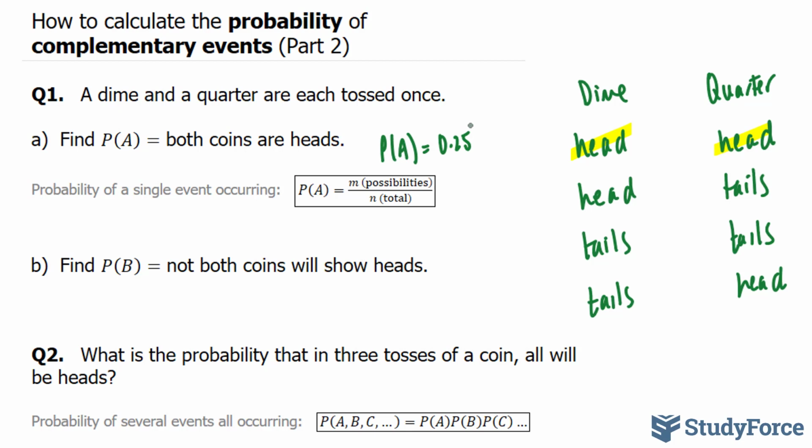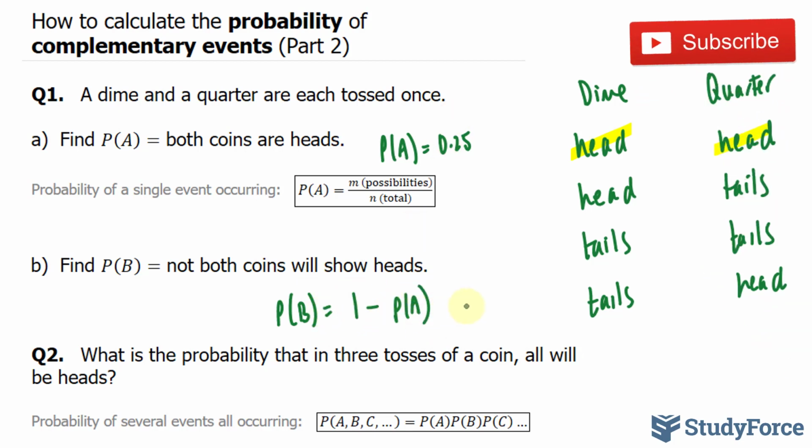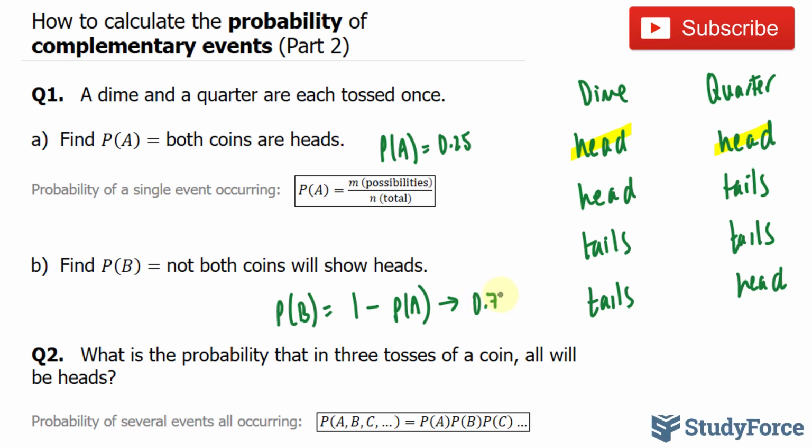Now we could have also done this using the formula, where the probability of A, or anything, is equal to the amount of possibilities, which in our case was 1, over the total, 4. 1 out of 4 is equal to a quarter. In part B, they ask us to find the probability of B where not both coins will show heads. Well, we know that the probability of both coins being heads is 1 in 4, so to find the rest, you take the probability of B, 1 minus the probability of A, which is equal to 0.75.